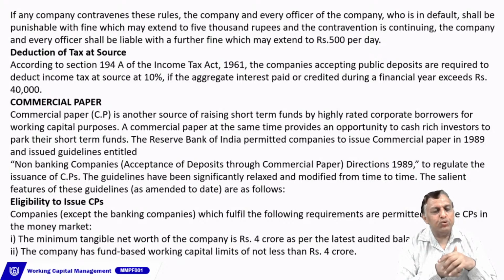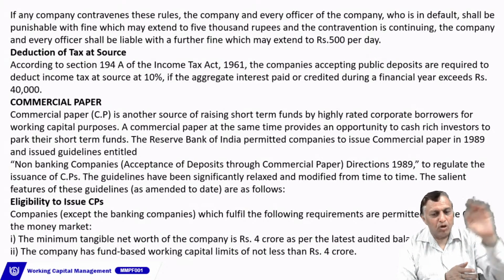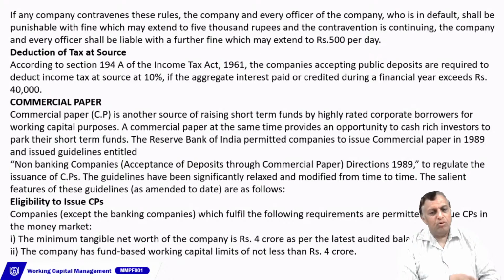Eligibility to issue commercial papers. Companies except banking companies which fulfill the following requirements are permitted to issue commercial papers in the money market. The minimum tangible net worth of the company is rupees 4 crore as per the latest audited balance sheet. The company has fund-based working capital limits of not less than 4 crores. So we are talking about the tangible net worth, and the 4 crore working capital limits also.